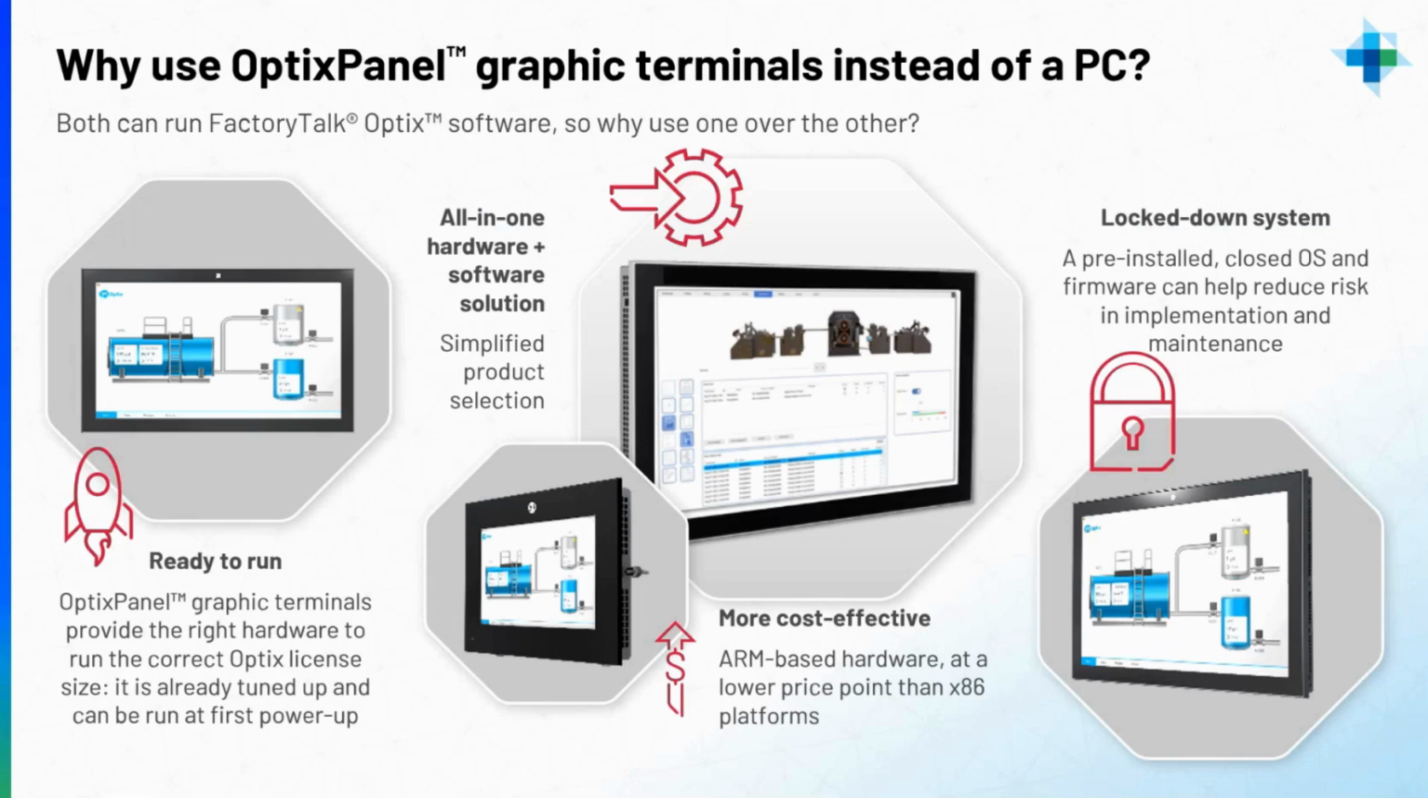And why would you use an optics panel versus an industrial PC? So for one, this comes with the runtime license already included, so it's ready to run out of the box. All you need to do is a quick firmware update and you're ready to develop it with the free software. It's an all-in-one solution, so there's no additional parts that you need to pair with an optics panel to get it to work. No additional licensing, no additional hardware at all.